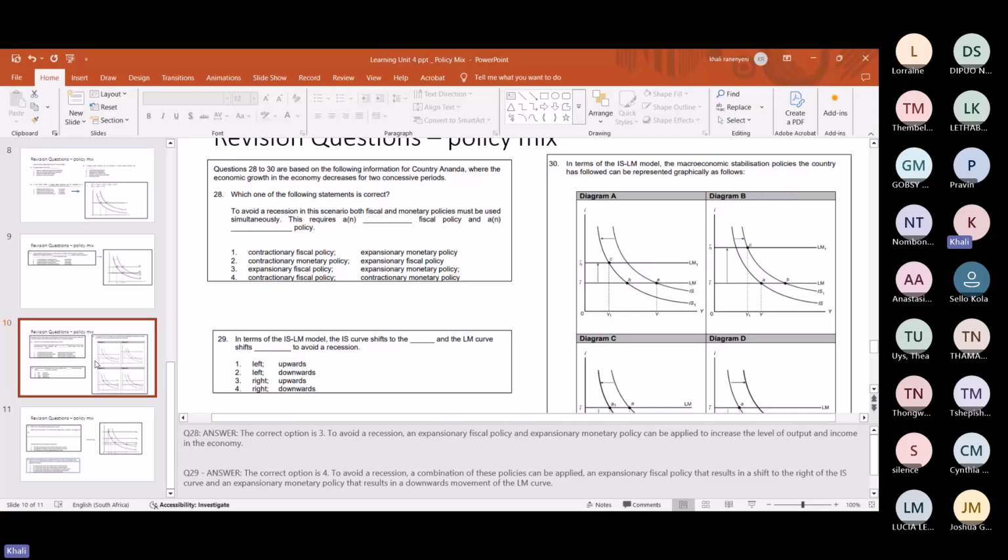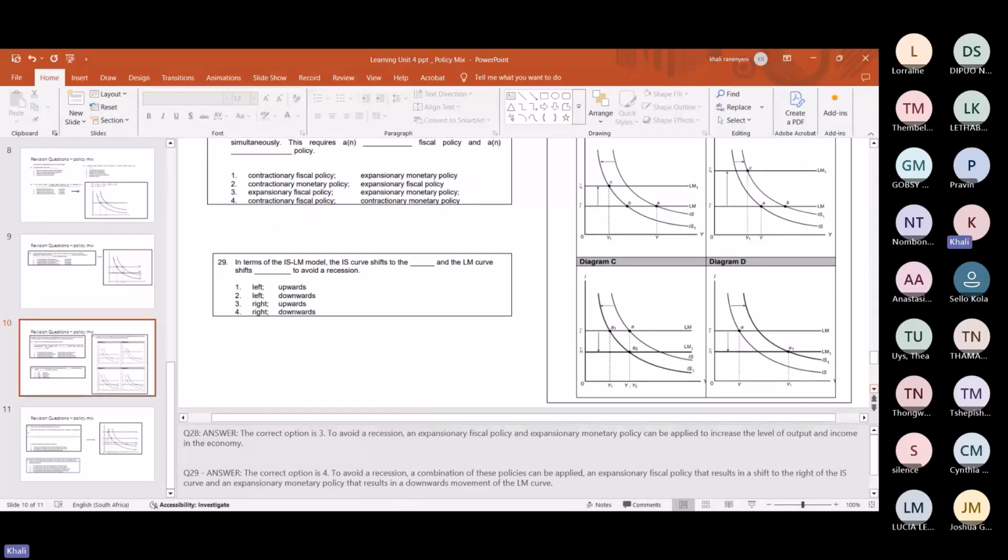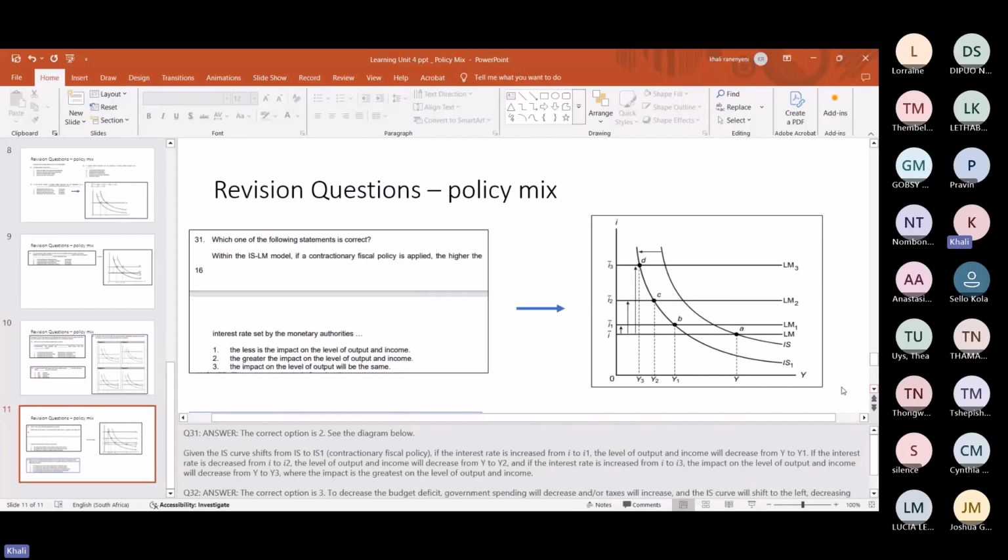And then 30, in terms of the IS-LM model, the macroeconomic stabilization policies the country has followed can be represented graphically by. So this is just summarizing 28 and 29. Which diagram correctly depicts the policies we've been choosing? Is it A, B, C, or D? It's D, right? We said it's an expansionary fiscal policy and an expansionary monetary policy. We said an expansionary fiscal policy shifts IS to the right, and an expansionary monetary policy shifts LM downwards. So the correct answer here would be D.